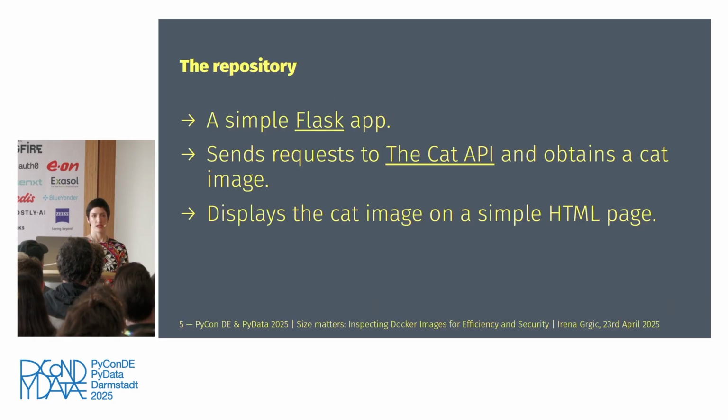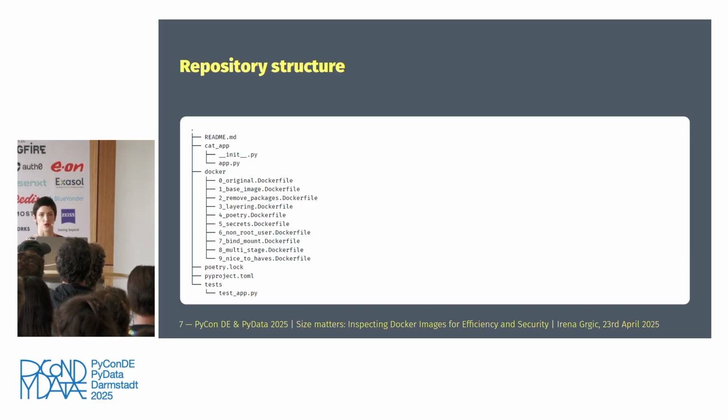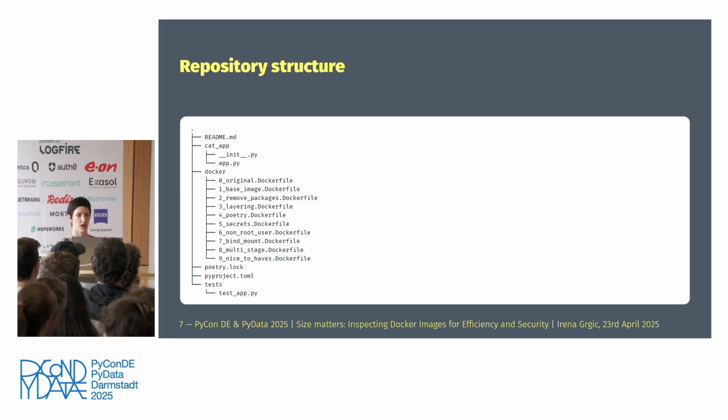The repository is a simple Flask app that sends requests to the cat API and obtains a cat image, and then it displays it on a simple HTML page. So this is how the app looks when you run it on your local machine. And this is the repo structure. The repo has a cat app directory where the Flask app code is stored, so it's a Python module. Then the next directory is the Docker directory, where you have all the Dockerfile examples that you will see today.